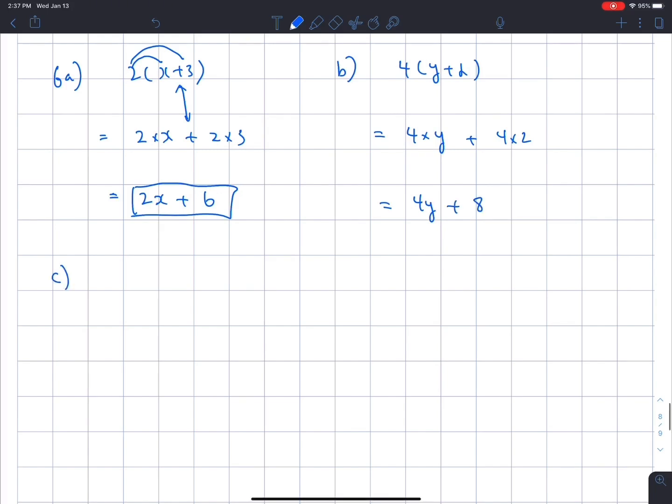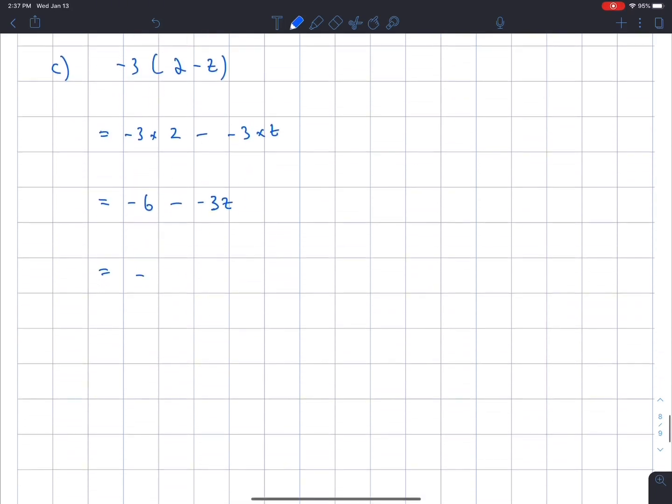C, negative 3 bracket 2 minus z. So we get negative 3 times 2 minus negative 3 times z. Negative 3 times 2 is negative 6. Minus negative 3 times z is negative 3z. And negative negative is going to give us positive. So negative 6 plus 3z will be the final answer.